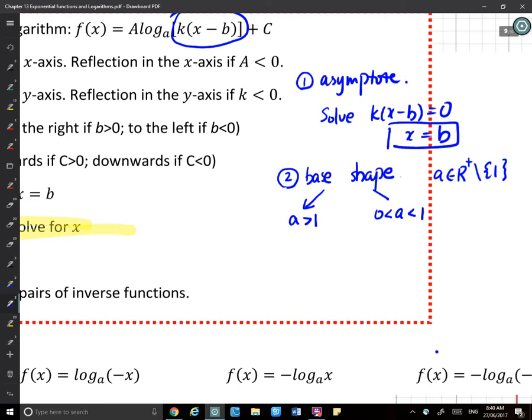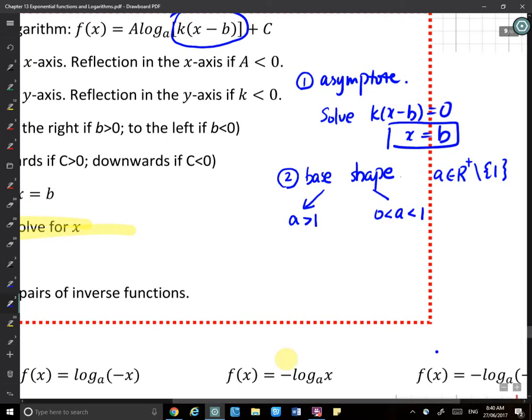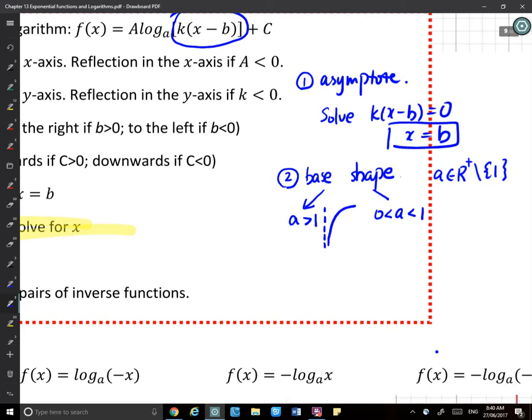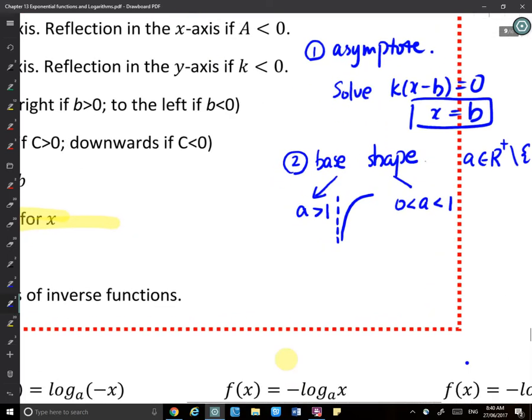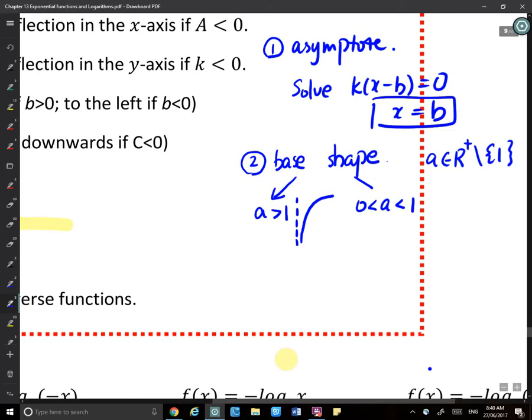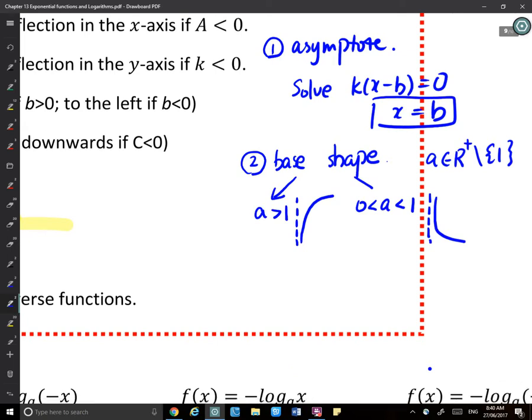So if that base is greater than 1, we have an increasing graph, same as the exponential increasing graph. So an increasing graph looks like this, to the right-hand side of the asymptote. If it's between 0 and 1, that will give me a decreasing graph. It's again still to the right-hand side of the asymptote, but it will be decreasing.